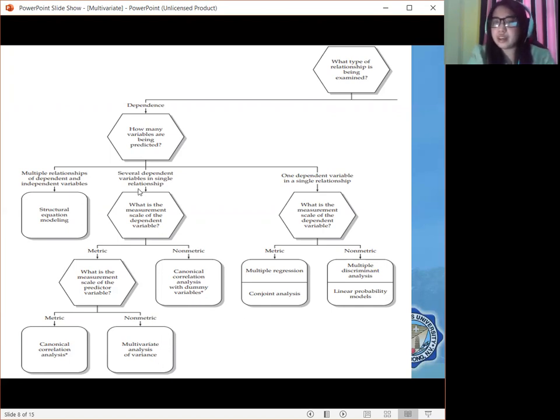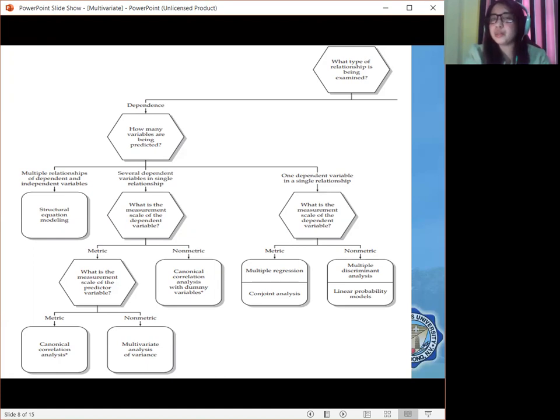So the same with here, if the answer is non-metric, it means that you can use canonical correlation analysis with dummy variables. While if you want to work on one dependent variable in a single relationship, the question is, what is the measurement scale of the dependent variable? So again, is it metric or non-metric? If it is metric, you can use either multiple regression or conjoint analysis, while for non-metric, you can use multiple discriminant analysis or linear probability models.